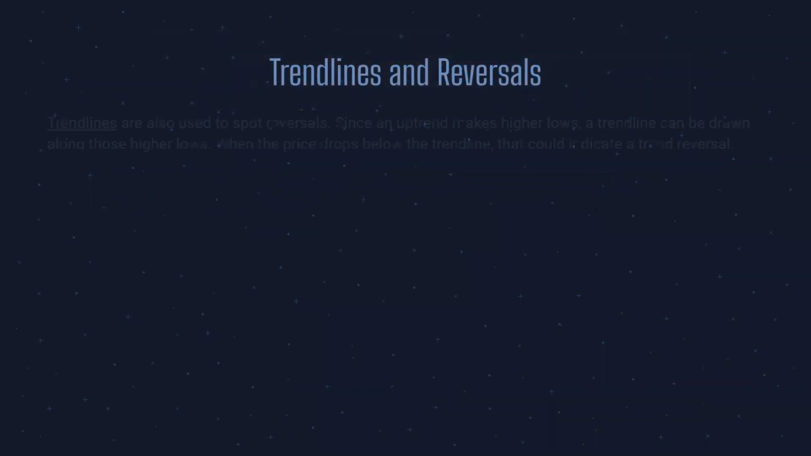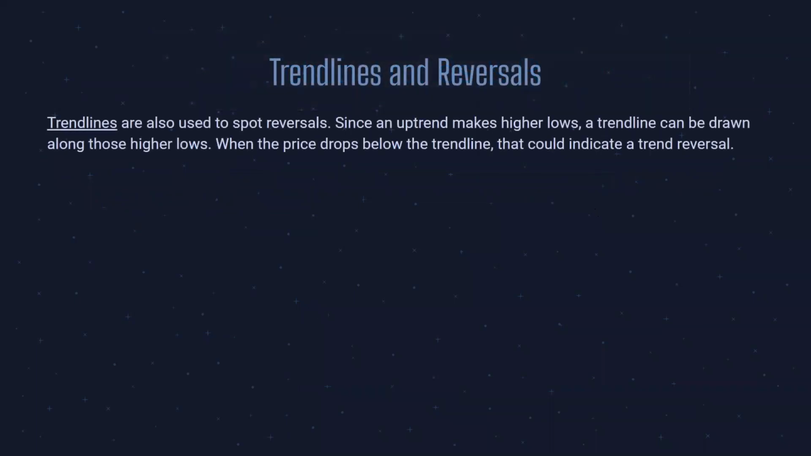So, trend lines and reversals. Trend lines are also used to spot reversals. Since an uptrend makes higher lows, a trend line could be drawn along those higher lows. When the price drops below the trend line, that could indicate a trend reversal.